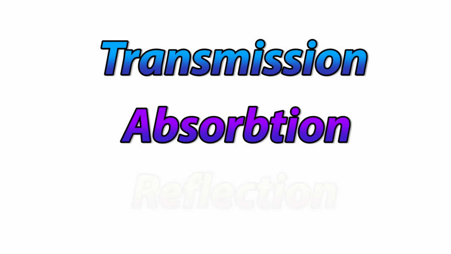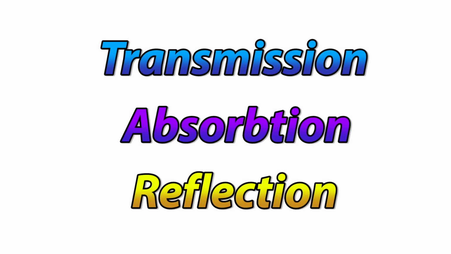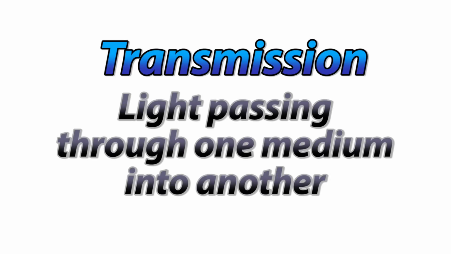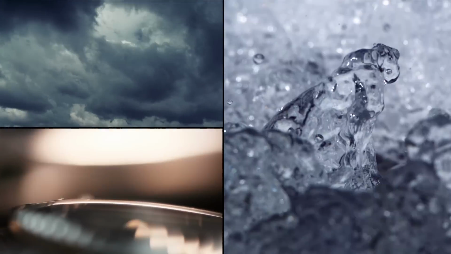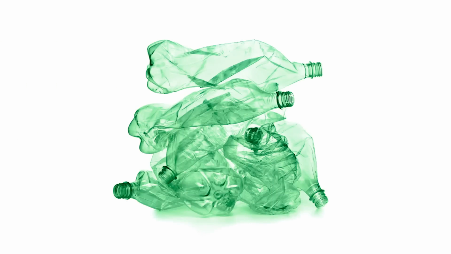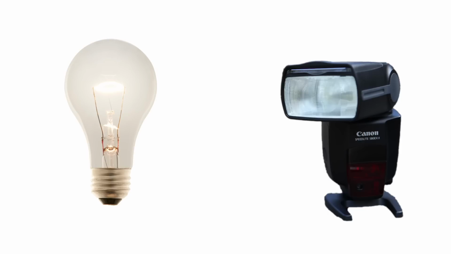There are a few different fates of light: transmission, absorption, and reflection. Transmission is when light passes through one medium into another. It can be air, glass, water, certain kinds of plastic. Light passing through a light bulb or a flash unit is a good example of transmission.